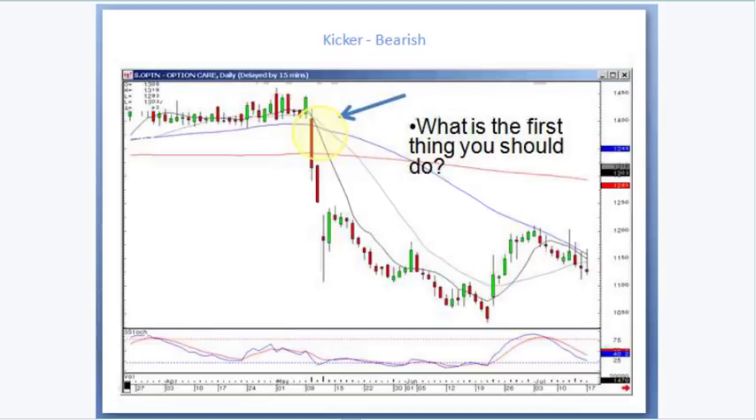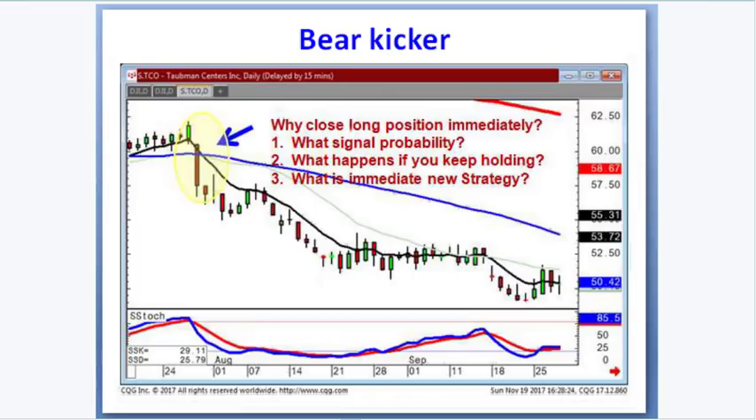It's usually going to occur on a daily chart. Usually you're not going to get a kicker signal on an intraday chart because it's very rare that they gap it during the day unless there's news during the day. So the reason I close out immediately is I know now what the probability of that signal is going to be, a bearish kicker signal. So what happens if I keep holding it, hoping that it's going to go up?